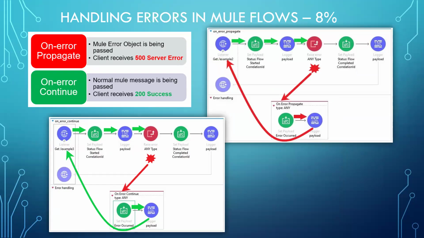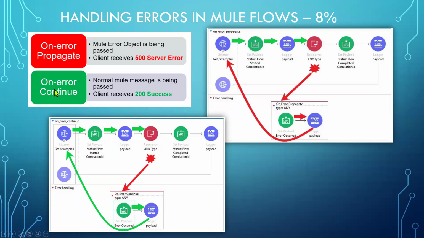So we have a choice. We can either use on error propagate, which will throw a 500 server error unless we change the HTTP status here. With on error propagate, the Mule error object, the error type and the error description, is passed in the Mule event, and the client receives a 500 server error if you don't override it here.